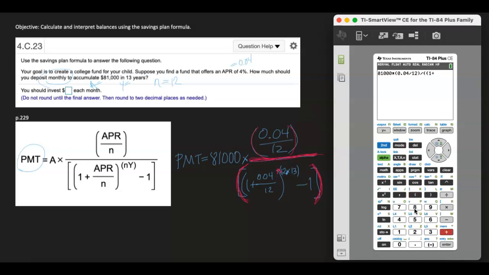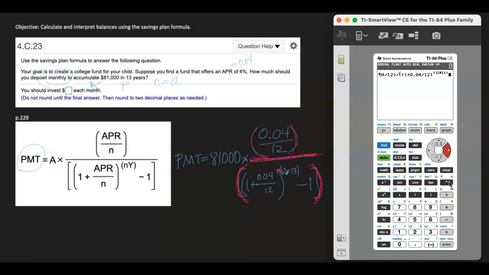1 plus 0.04 divided by 12. Close just one of those parentheses. Then use the caret key for the exponent. Now in here, it's showing us the actual exponent. An older calculator may only have the caret, and that's okay. But 12 times 13, close that parentheses.